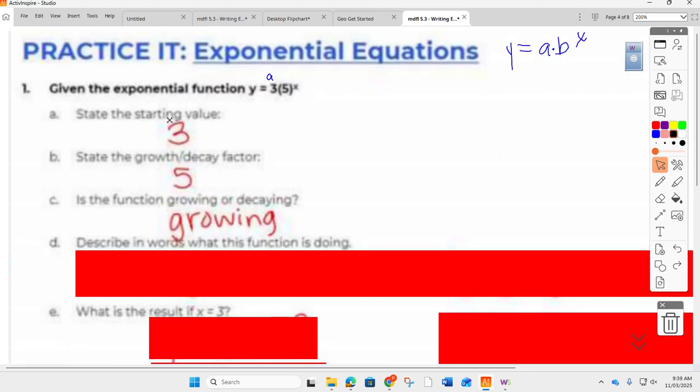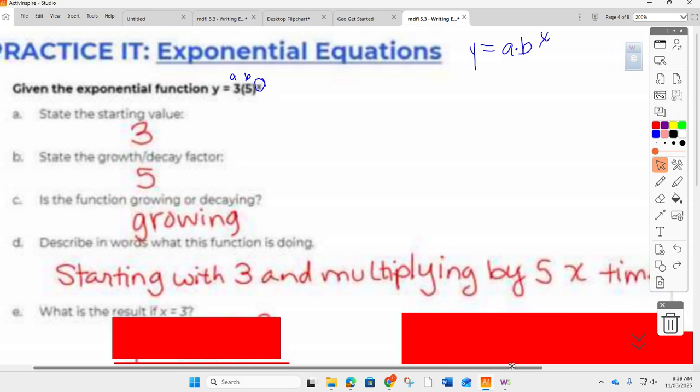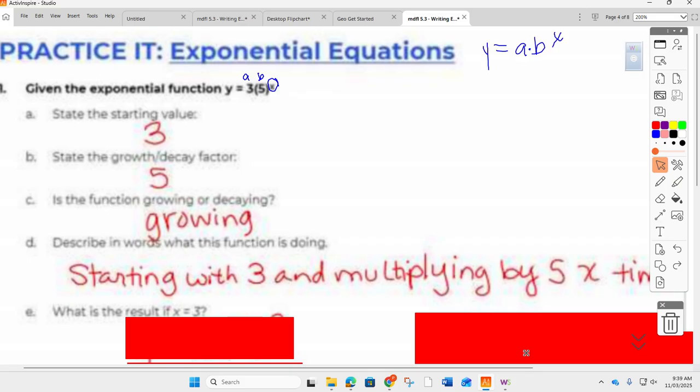So how could we describe this one in words? Multiplying what by 5 times? Yeah, so we're multiplying 3 by 5 how many times? Yeah, x. We don't know how many times, so that is what our input is. So we are going to say that we're starting with 3 and multiplying by 5 x times, or x number of times. And then we're going to plug that into our calculator and see what we get.